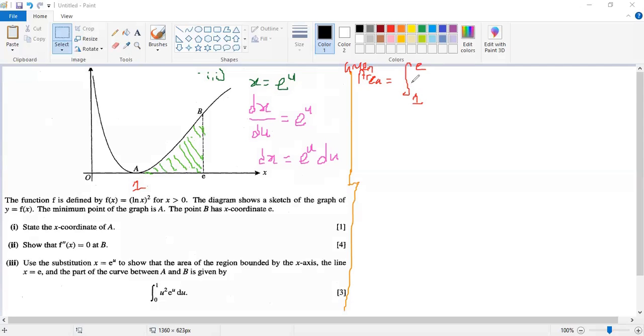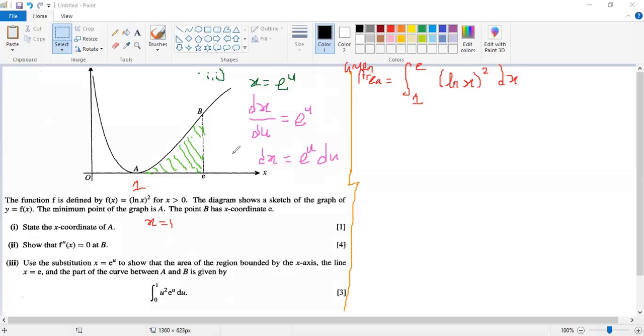Actually, the bounds are 1 to e, right? The integral from 1 to e of that given curve, which is (ln x) whole thing squared, dx. So with substitutions, please take note: substitution must be careful of the values. The boundary values need to change. That means the integral limits.